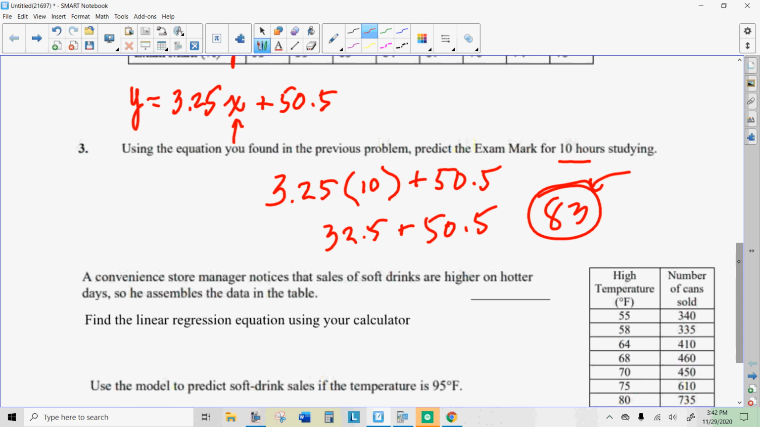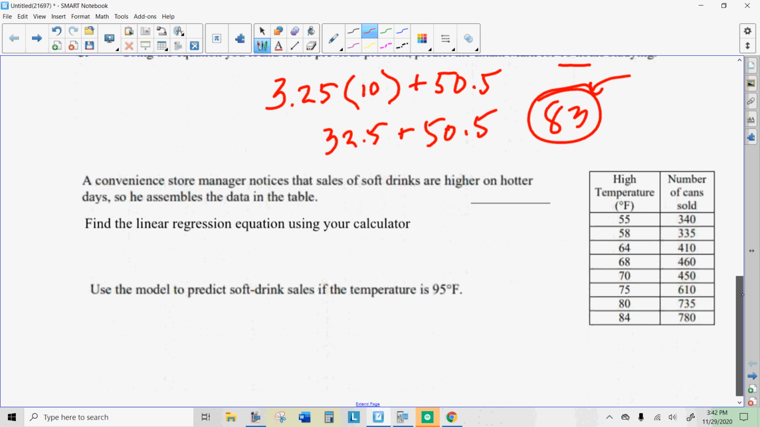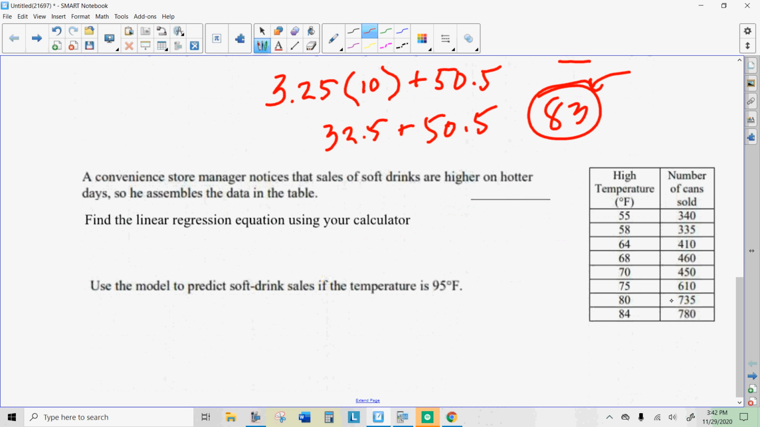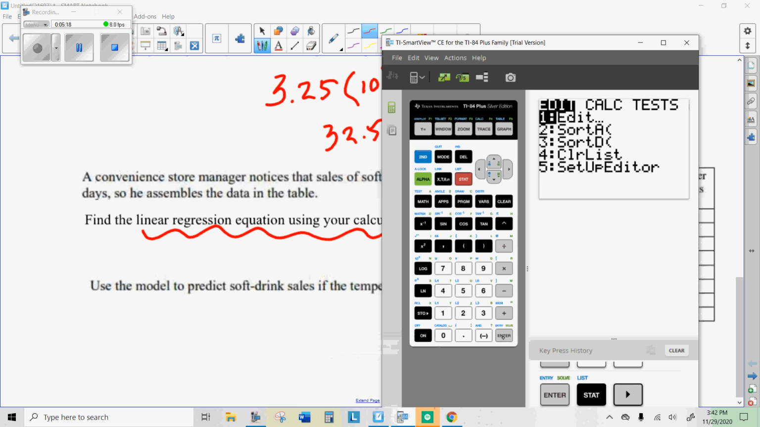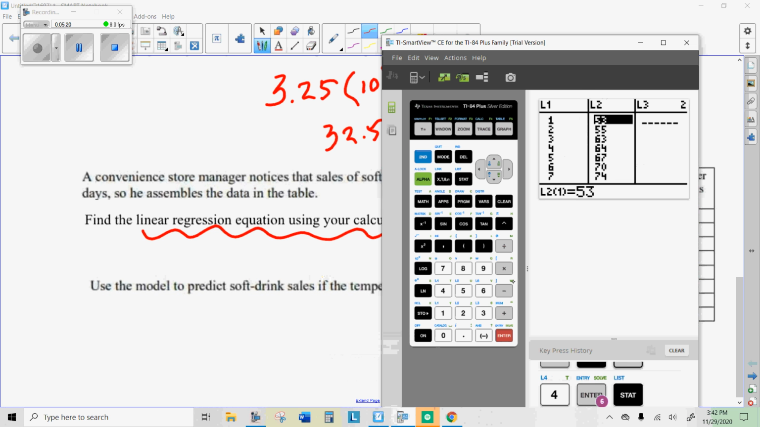On the last problem, we're going to do the same thing. We're going to find the linear regression again using our calculator, and then we're going to use that model to predict the soft drink sales for a temperature of 95. So I'm going to go ahead and put this data in my calculator. I'm going to pause the video while I do that. You can do that also while I pause. And so when I come back, I'll have all that data in there.